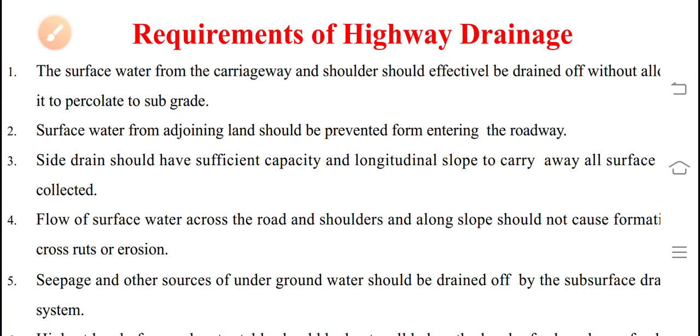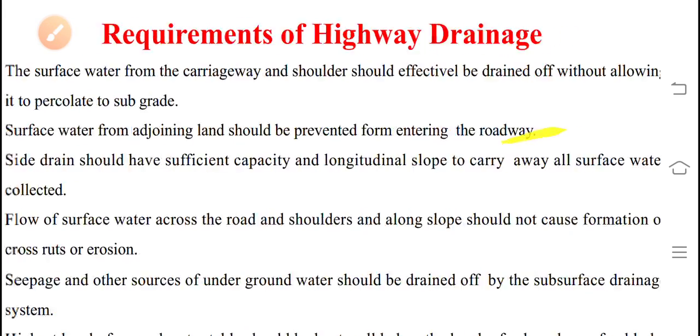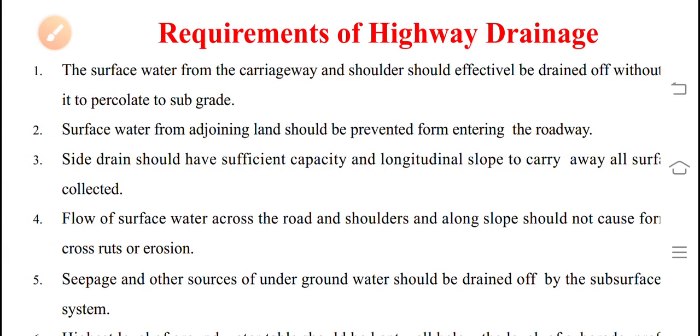The surface water from the carriageway and shoulder should effectively be drained off without allowing it to percolate to the subgrade. Means subgrade should be kept dry always. For that, there should not be any percolation of water from the surface into the subgrade. That care should be taken. That is the first and foremost requirement.